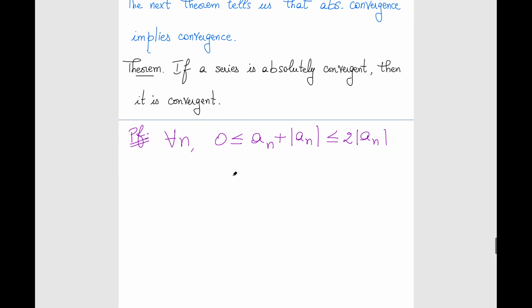Okay. All right. And then since we're assuming that the series is absolutely convergent, since we're assuming that this guy is convergent, right? We're talking about the proof of this theorem. So we're assuming that the series whose terms are the absolute value of an is convergent. What can we say about this?